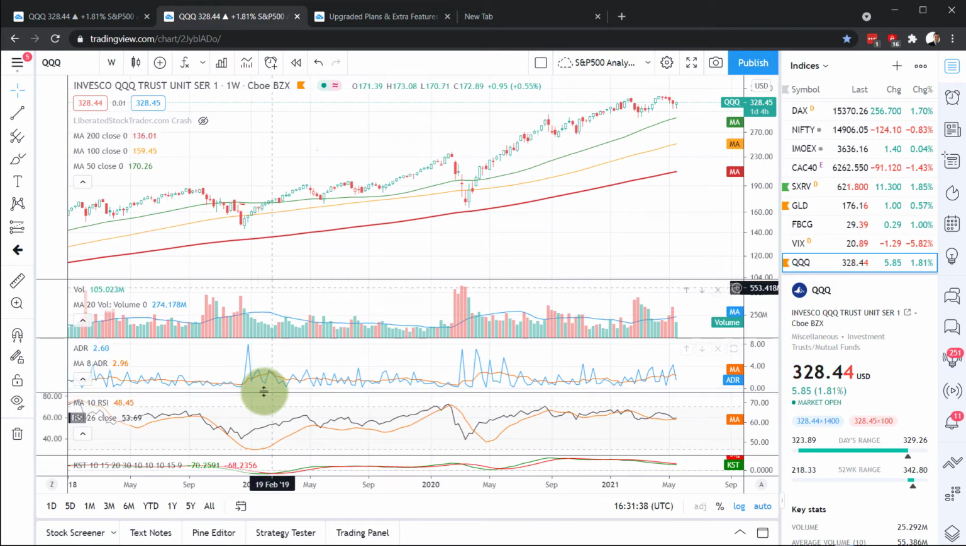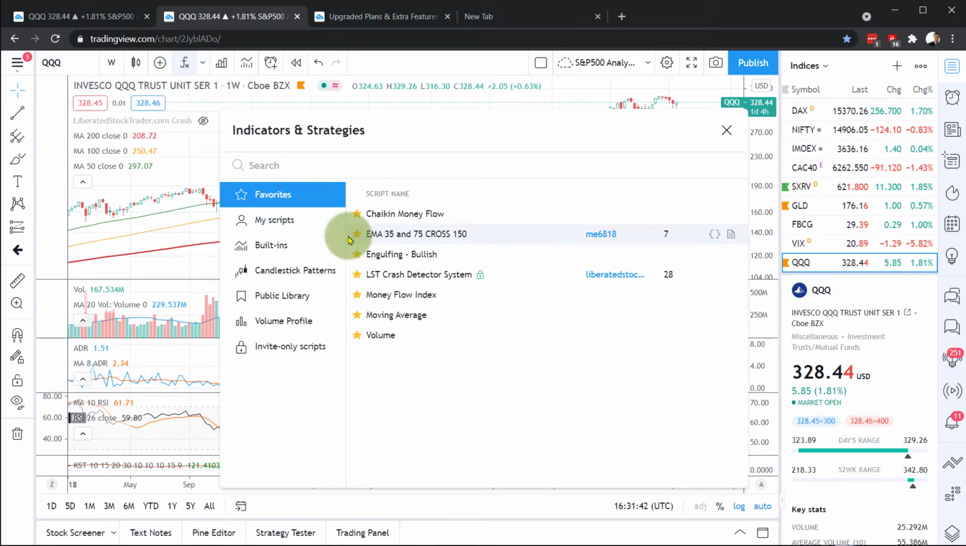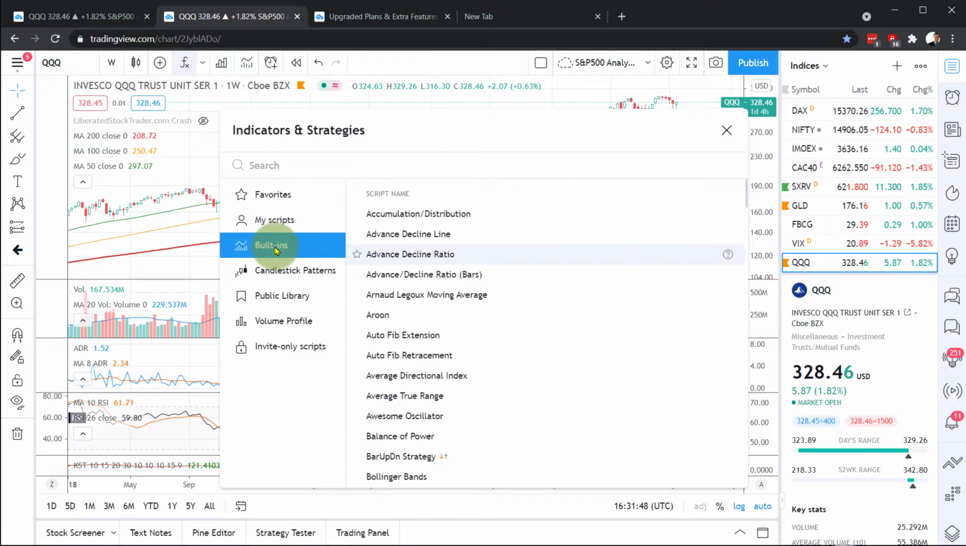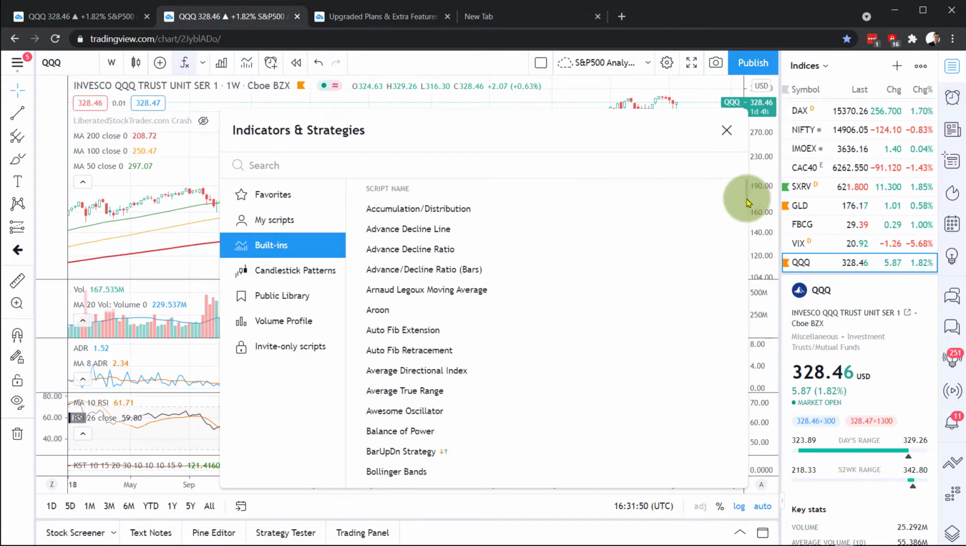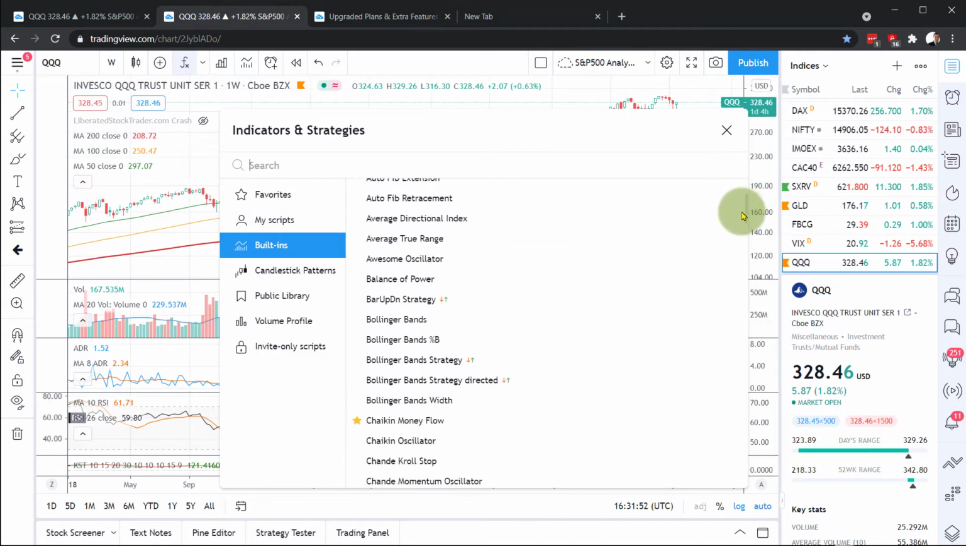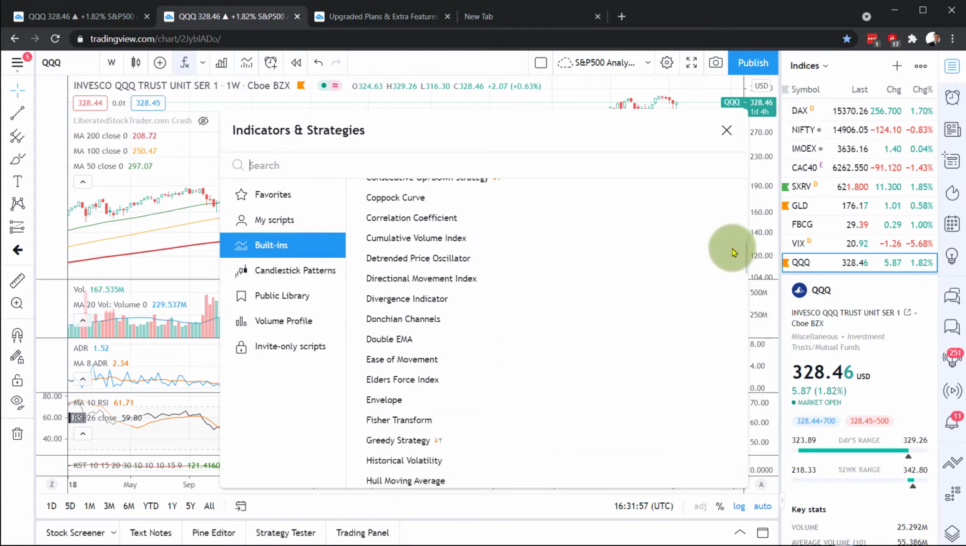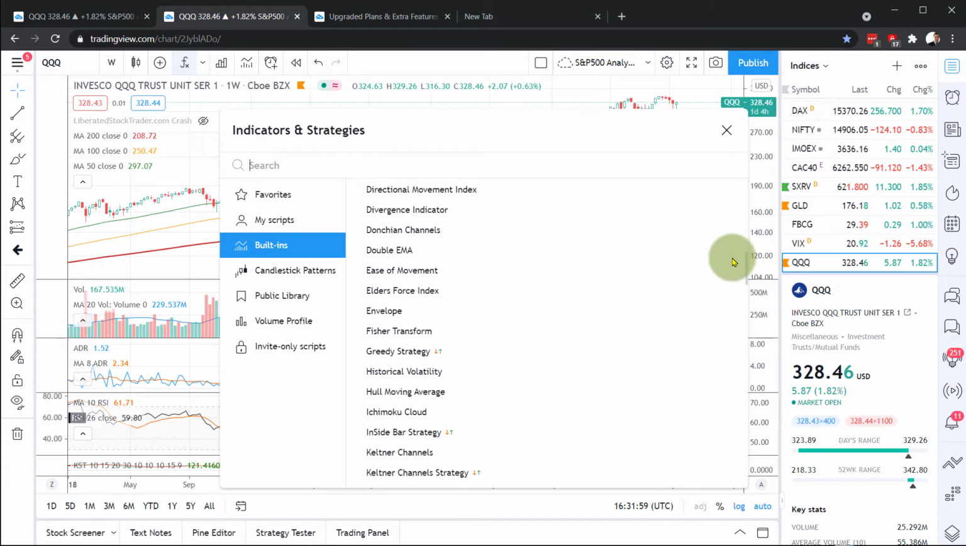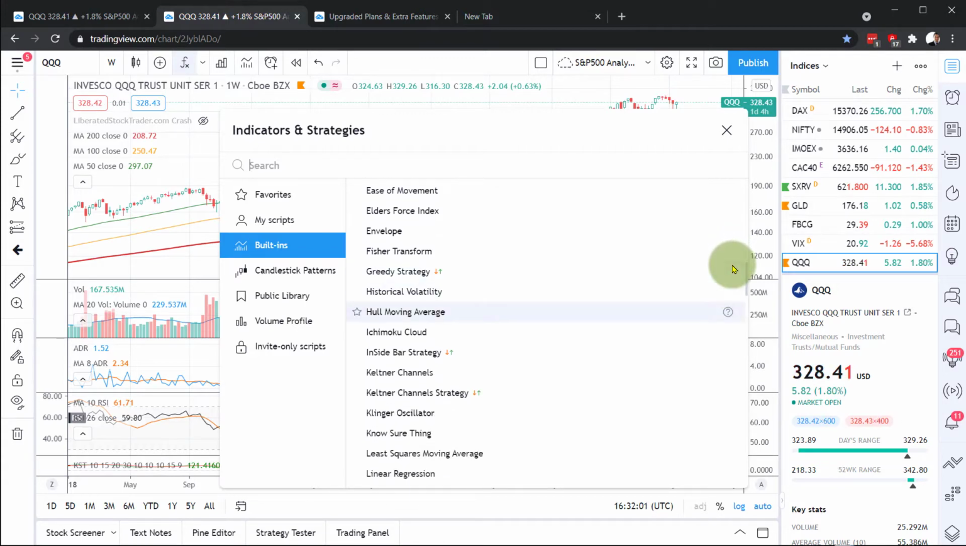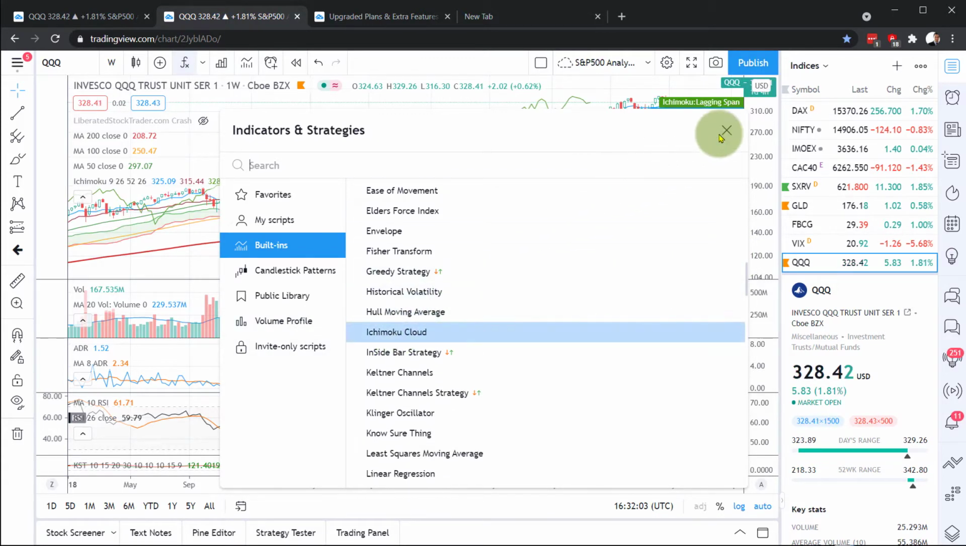We can see I have my favorite indicators, but of course there are literally hundreds of different indicators you can search on. So you can have a look at all the built-in indicators, and you can see here there are lots. Accumulation distribution, of course, Bollinger, Chaikin money flow. We have here directional movement index, the DMI. We have an Ichimoku cloud, so I can pop an Ichimoku cloud on top of that.